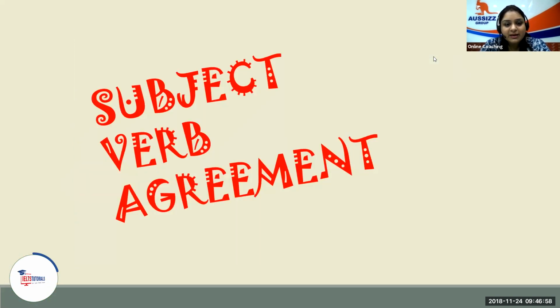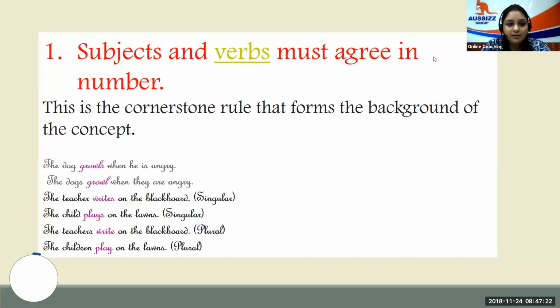Now let's begin with the important part of today's session, that is called subject verb agreement. This is the most important part for your IELTS exam. Trust me, if you're utilizing it in a proper way, actually you don't know where you're utilizing it, but yes, it is utilized. And just because of that, be aware how you are utilizing it in an appropriate manner.